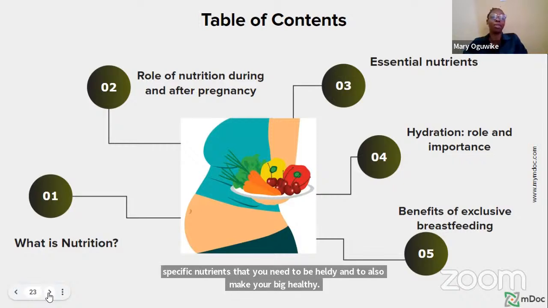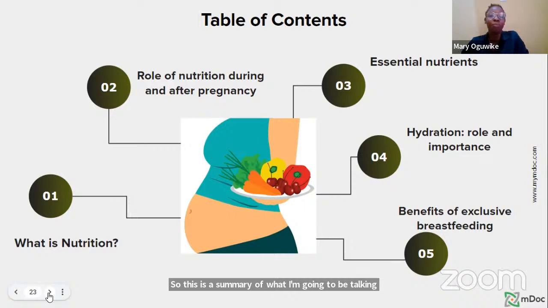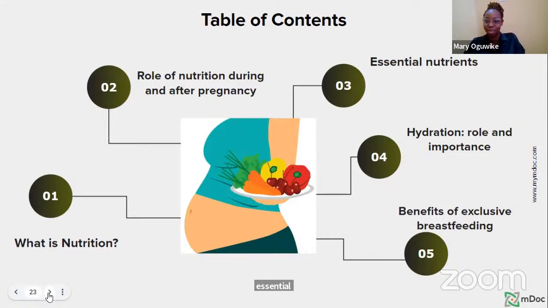We're going to learn about what nutrition is, the role of nutrition during and after pregnancy, the essential nutrients you need during pregnancy, and then hydration, because water is also important. I think as food is important, water is also important. And we're also going to be talking about the benefits of exclusive breastfeeding.